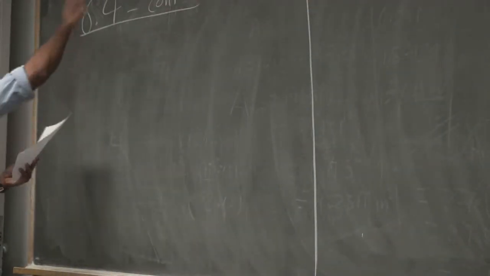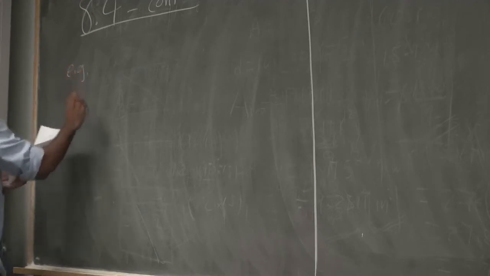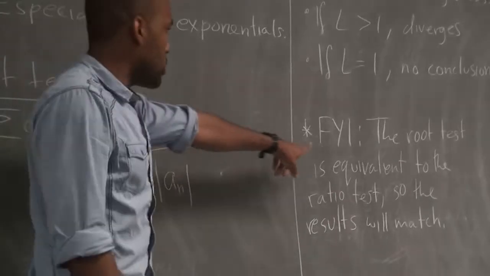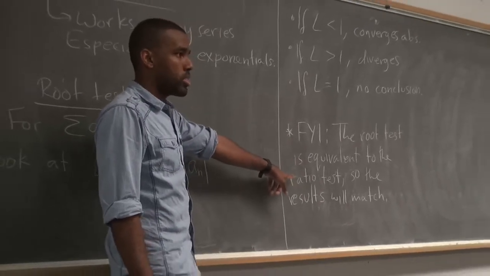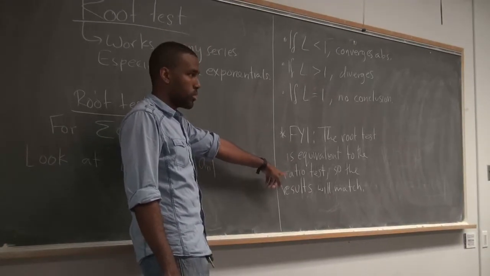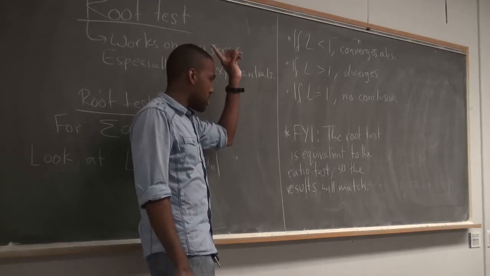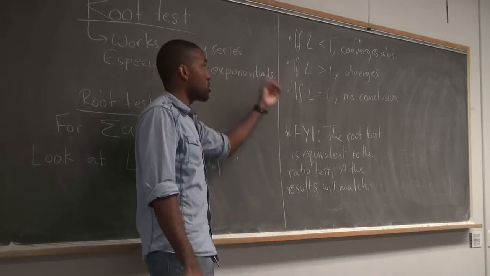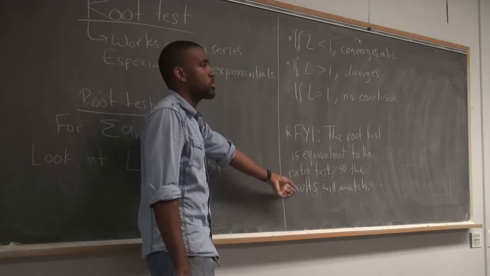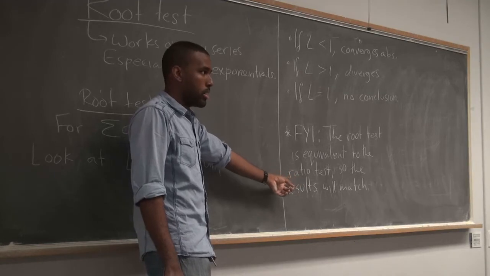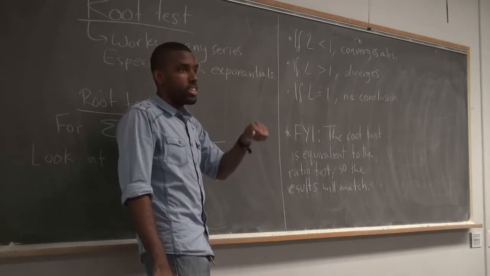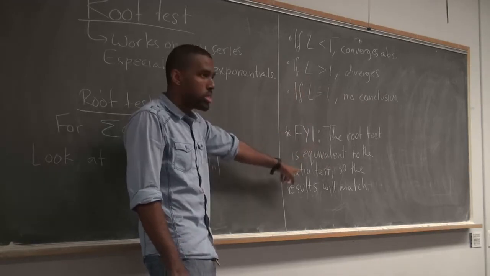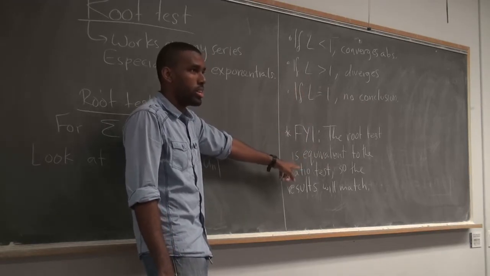Okay, the example here. And oh, I should talk about this. The root test and the ratio test are equivalent, so they'll give you equivalent conclusions, which means if the ratio test works, the root test will work. If the ratio test says it diverges, the root test will say it diverges. If the ratio test is inconclusive, the root test will also say inconclusive. So if the ratio test is inconclusive, the root test is not another test that you would try.